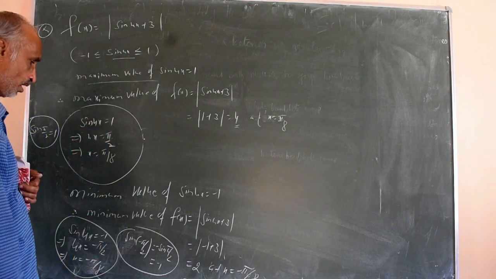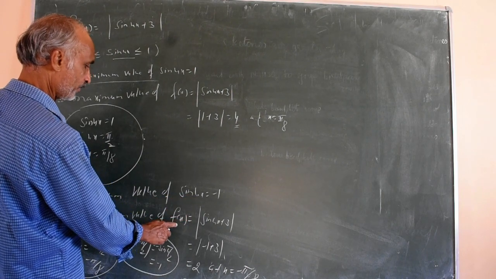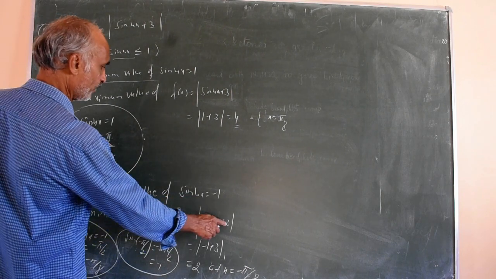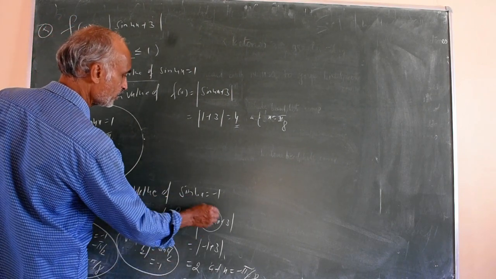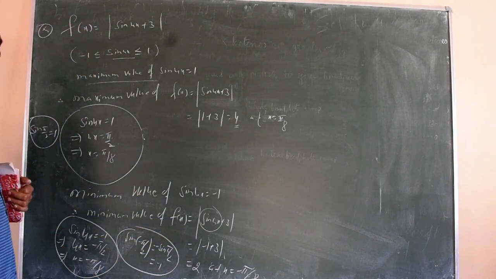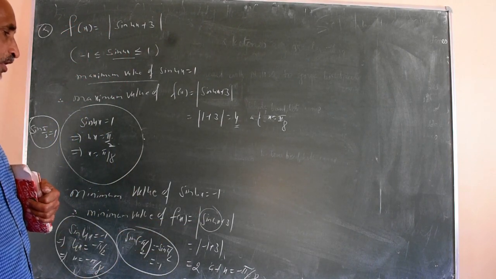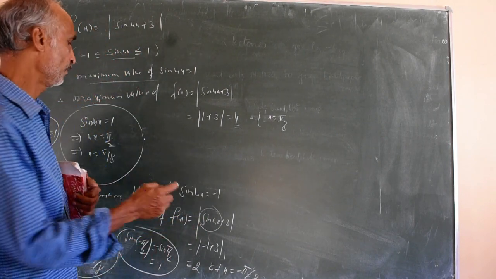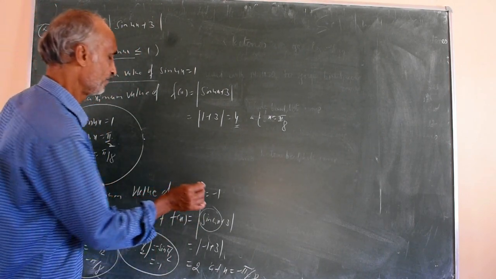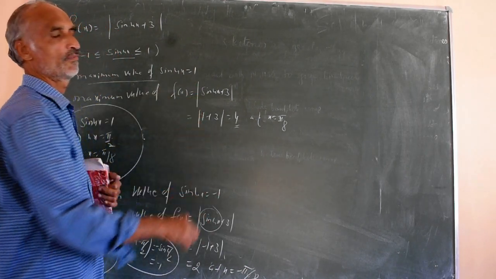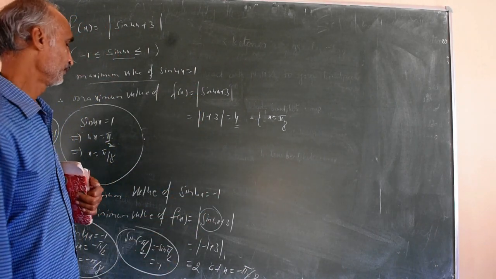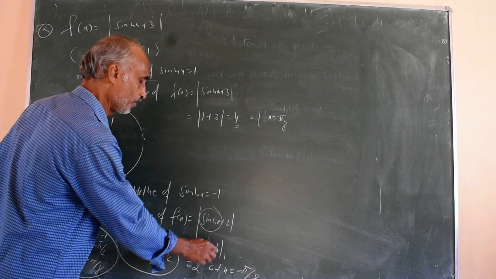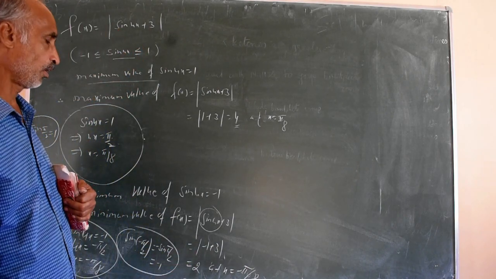Therefore, what is the minimum value of f(x) = sin 4x + 3? The minimum value of sin 4x is -1. The 3 will never become maximum or minimum, it is a fixed constant. As soon as sin 4x is minimum, the value of f(x) will be minimum. If sin 4x is maximum, then f(x) will be maximum. Therefore, the minimum value is |-1 + 3|, that is |2|, and |2| is 2.